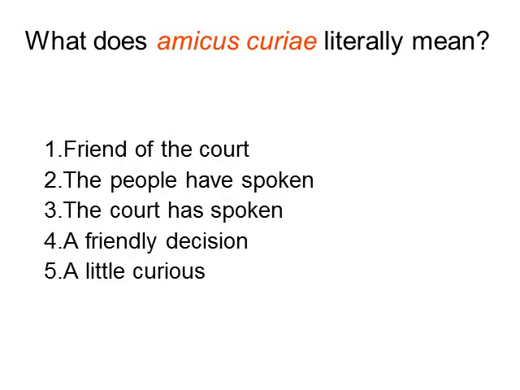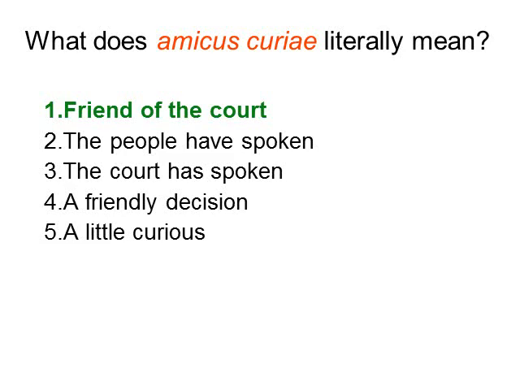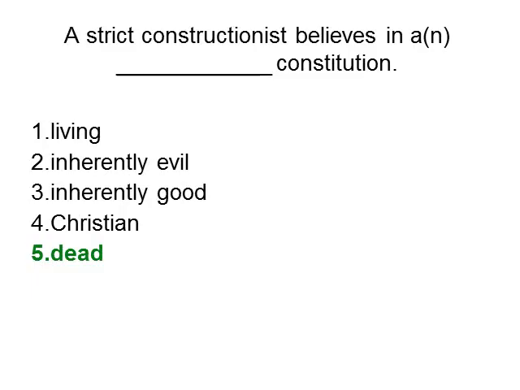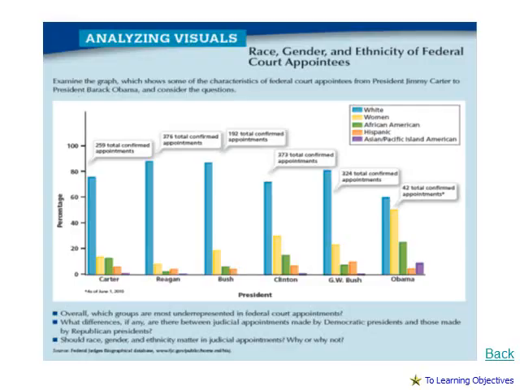So what does amicus curiae literally mean? Friend of the court. A strict constructionist believes in a what kind of constitution? Dead constitution. You can't change it through interpretation. You can't change it through finding some truths and add to it through deduction or induction.